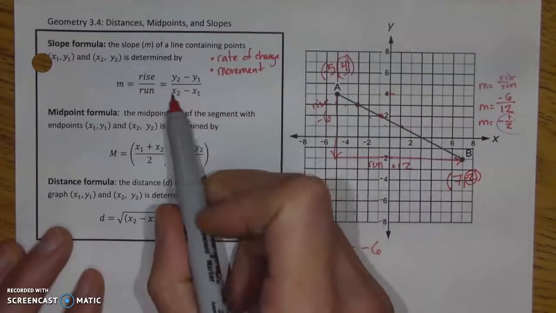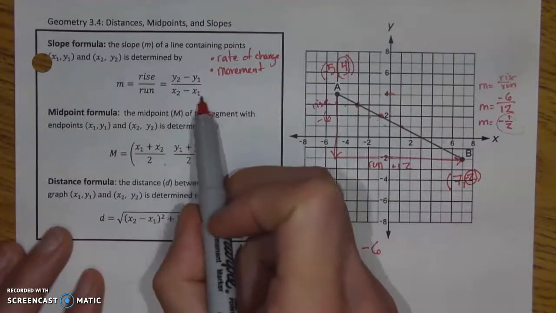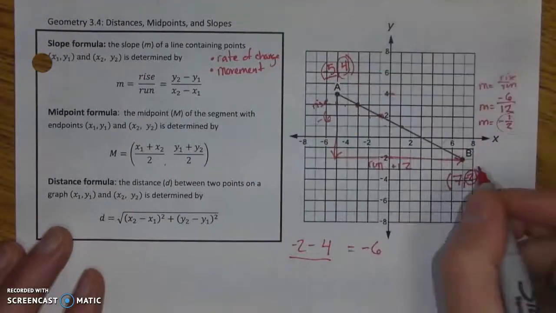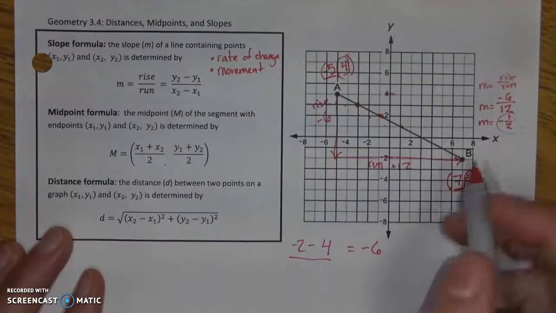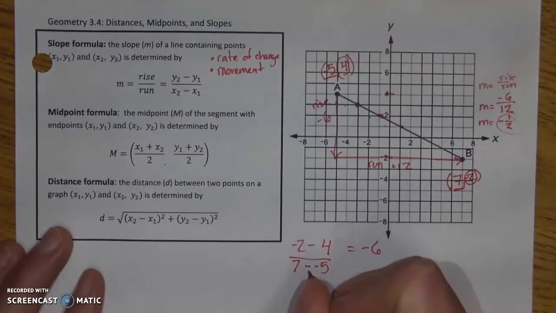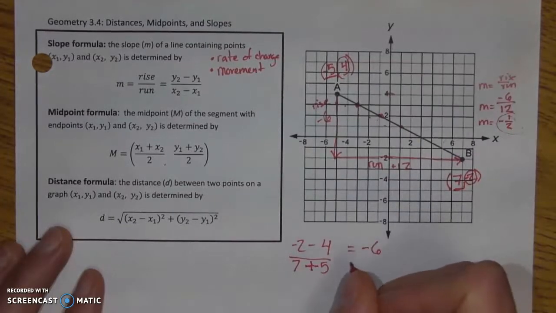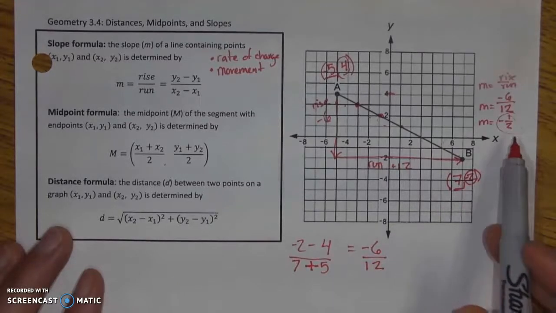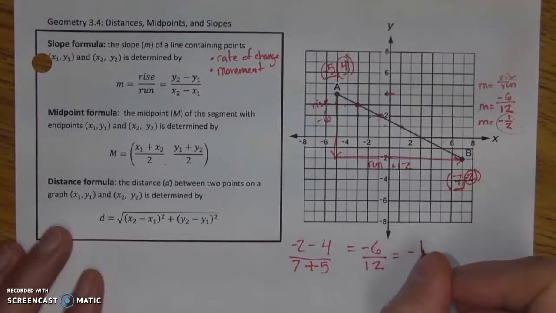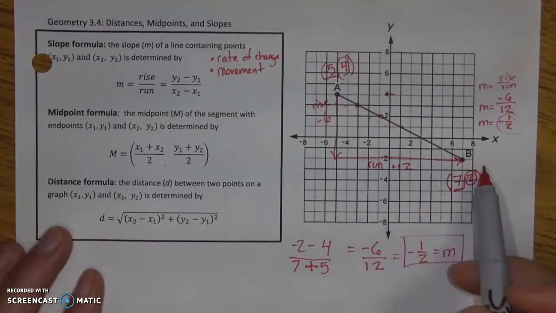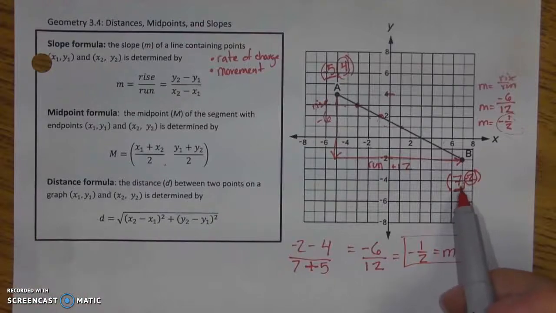If I want to find my run, then I'm going to look at my x's, the change in x. How far did I move horizontally? Or what happened to my x values? Well, in that case, that's going to be 7 minus a -5, or 7 plus 5. And that gives me 12. So you see I get the same answer, which would of course be simplified to a -1/2. And that would end up being my slope. And I didn't even really have to do any counting. I just had to know where my coordinates were.